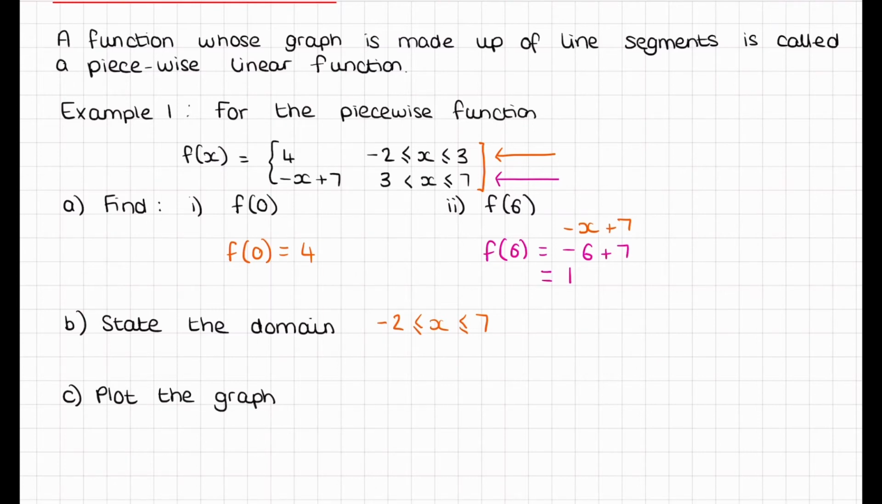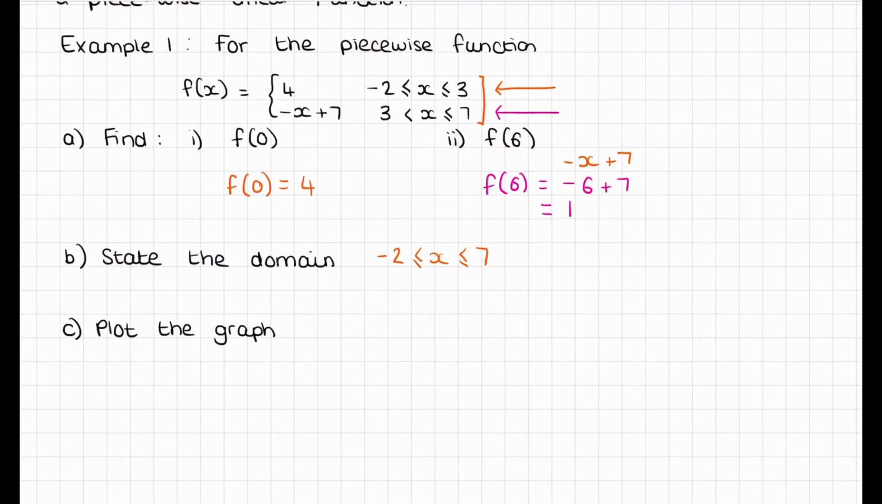Plot the graph. When we're plotting this graph, we can see our x values need to go between negative 2 and 7, so that gives us some guide there. A graph of just f of x equals 4 is a horizontal line because every solution is 4, and from the question that goes between negative 2 and 3. So between negative 2 and 3, we just draw a straight line at y equals 4. Negative 2 is included, which means we have a closed-in circle at the start.